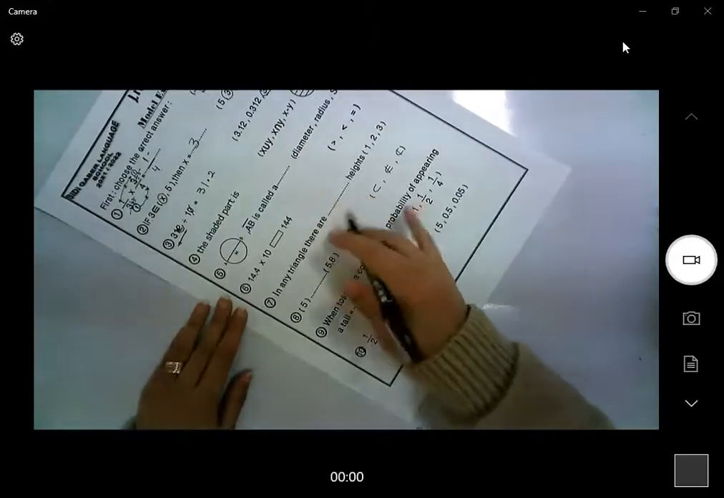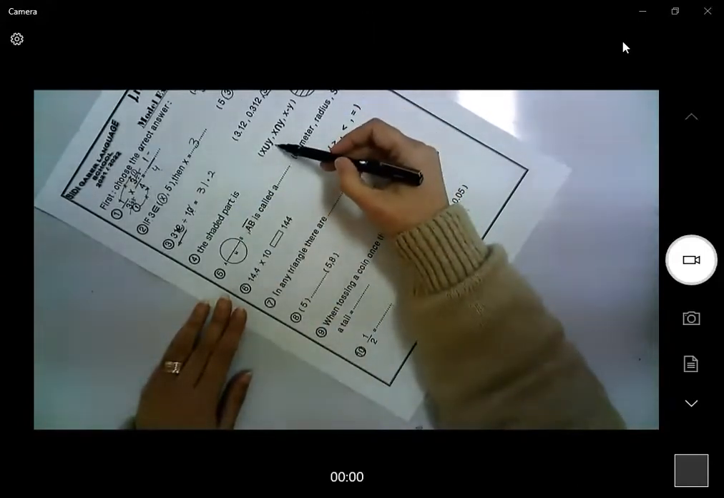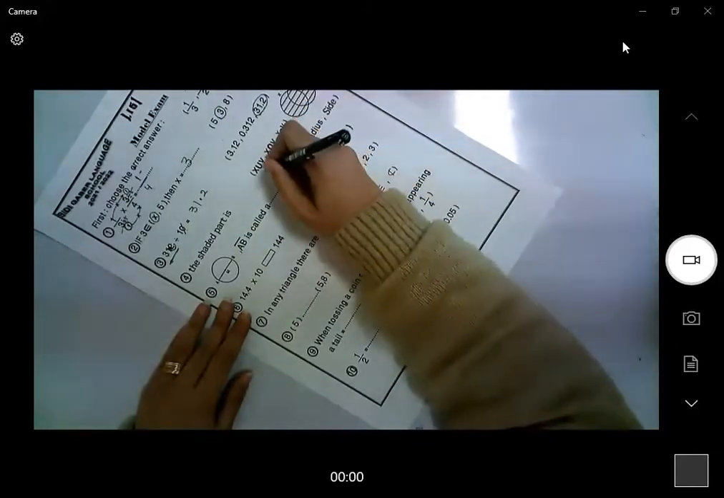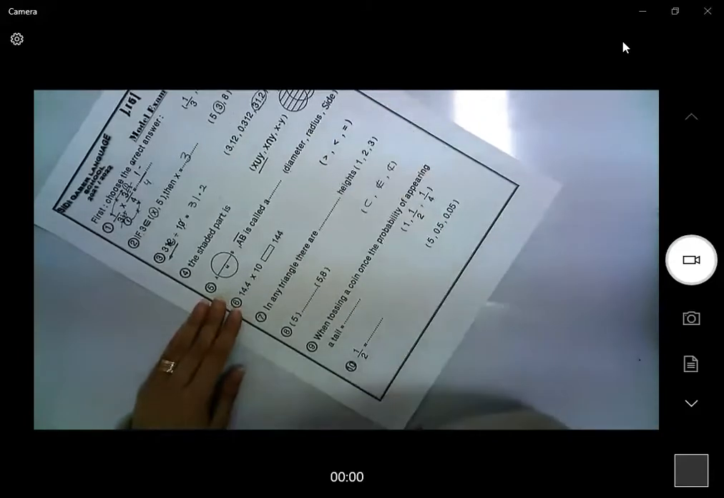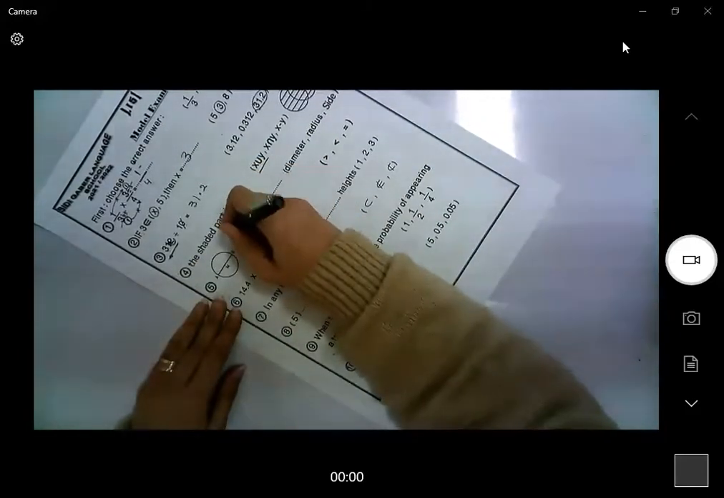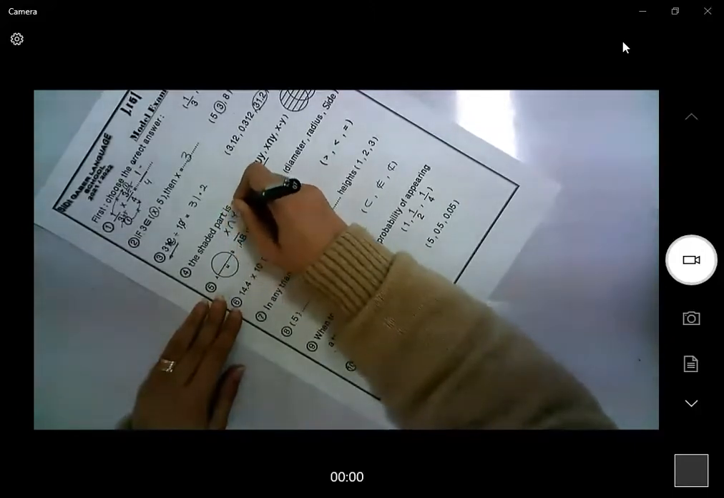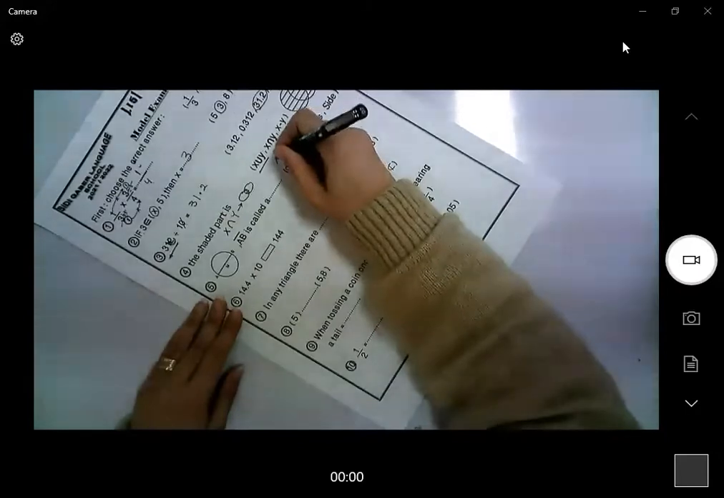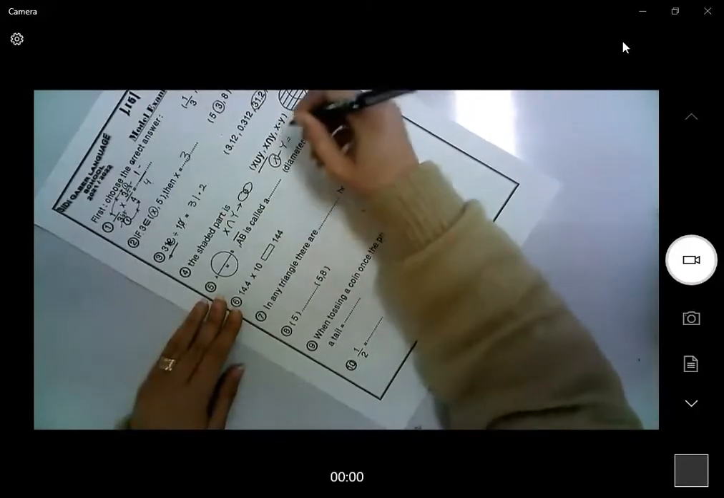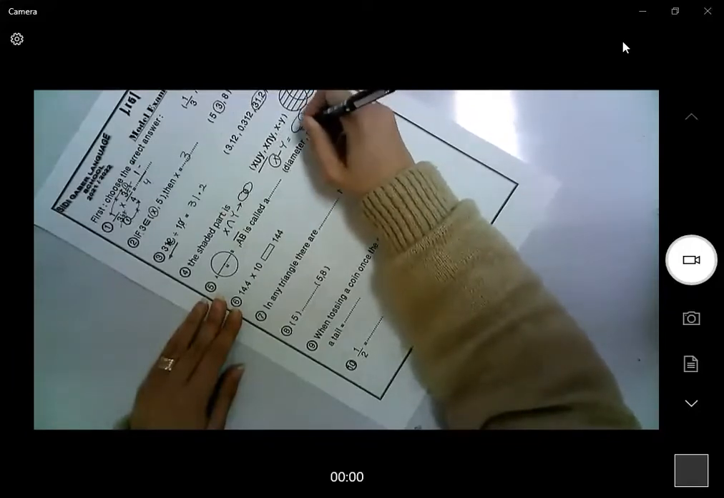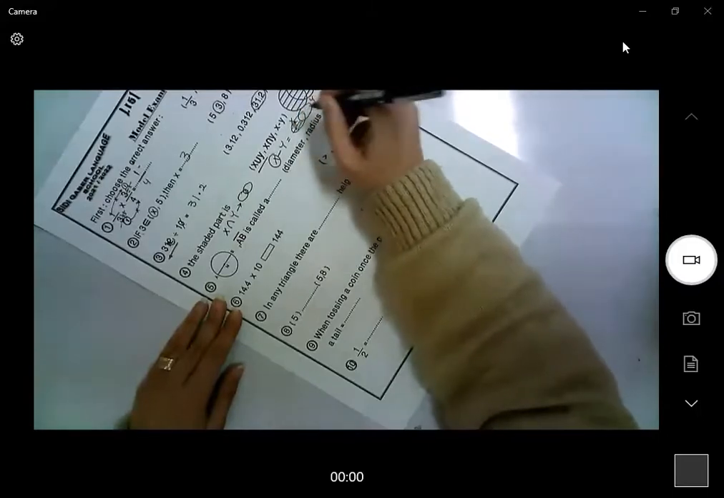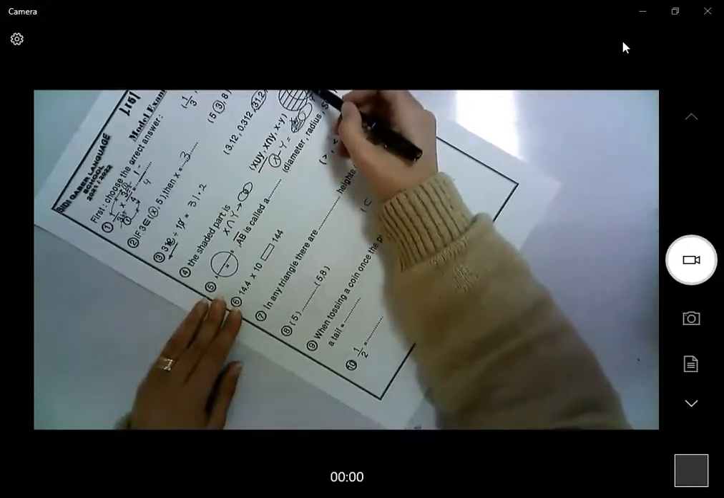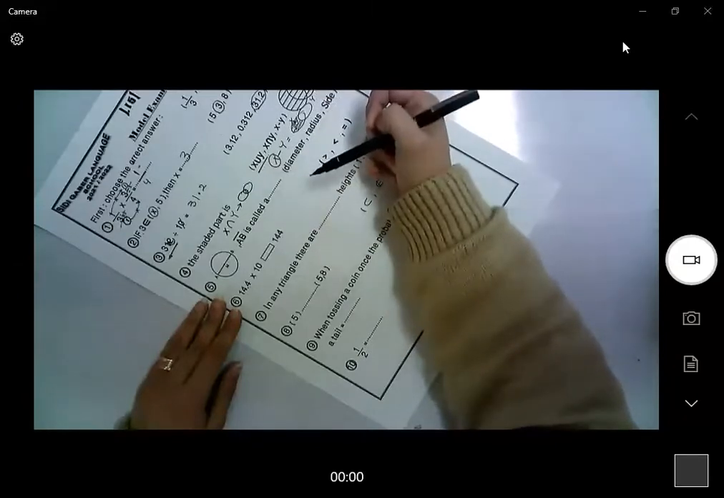Number 4. The third part is X union Y, X intersect Y, X difference Y. X union Y means all. X intersect Y means the common part between X and Y. X minus Y, or X difference Y, means only X, without Y. Then all of X and Y is X union Y.